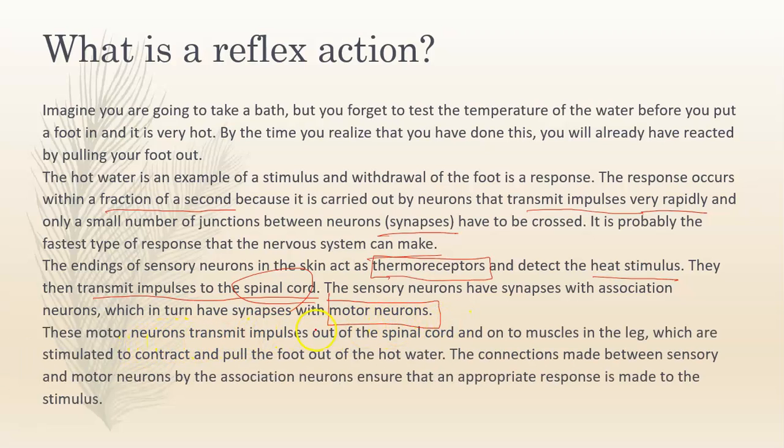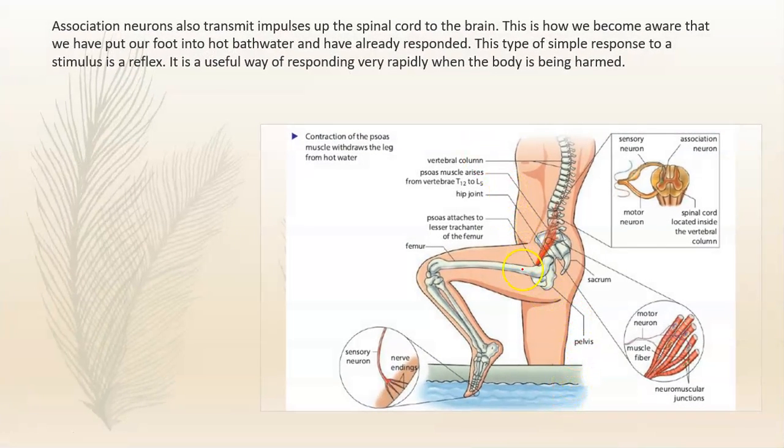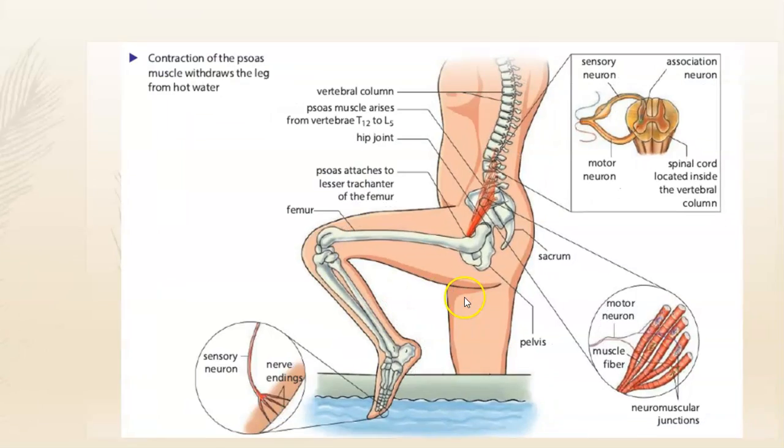These motor neurons transmit impulses out of the spinal cord and onto the muscles in the leg, which are stimulated to contract and pull the foot out of the hot water. The connections made between sensory and motor neurons by the association neurons ensure that an appropriate response is made to the stimulus. This is a picture that you can see of how this system is working.